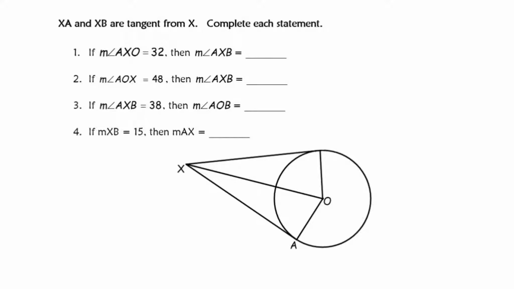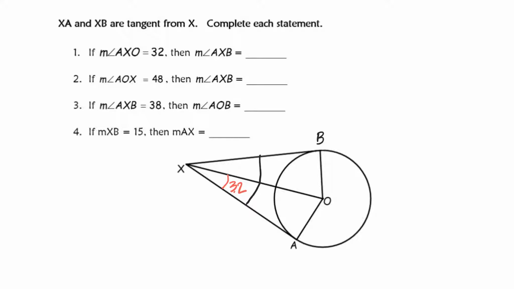We know AXO, so this angle here has to measure 32 degrees. I want to know what's the measure of AXB. Oops, I think I cut off B here. This right here should be B, sorry. Okay, so I want to know what's the measure of AXB. I want to know this whole measure.